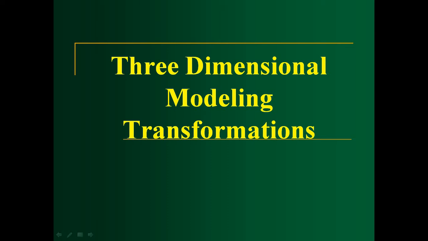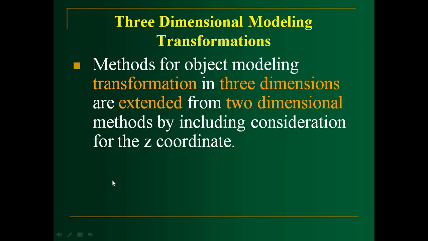This time I will be talking about three-dimensional modeling transformations. What is three-dimensional modeling transformation? It is a method for object modeling transformation in three dimensions, extended from the two-dimensional method by including consideration for the z-coordinate. Previously we talked about two-dimensional. In two-dimensional we have x and y coordinates. Here in three-dimensional, we will have another coordinate which will be z.